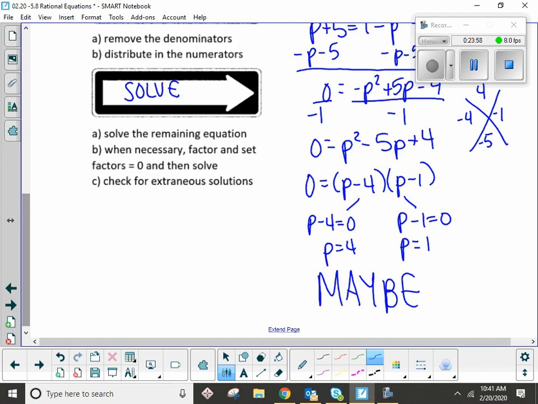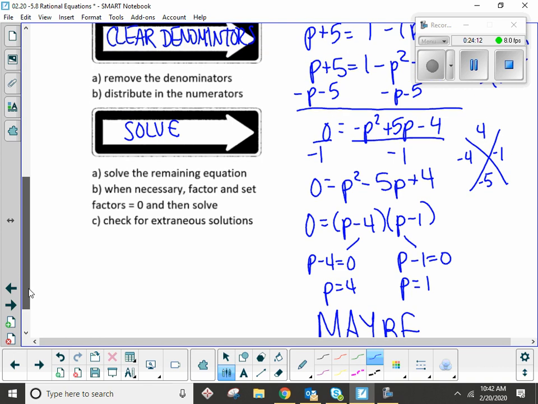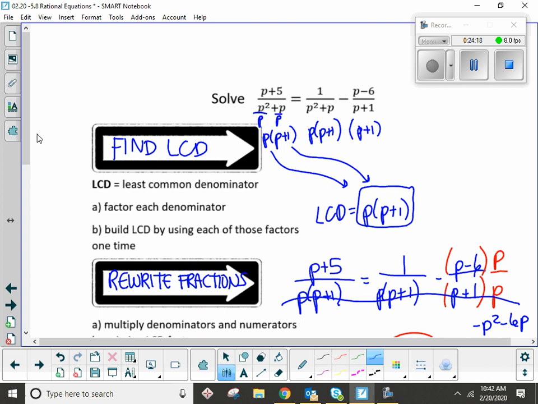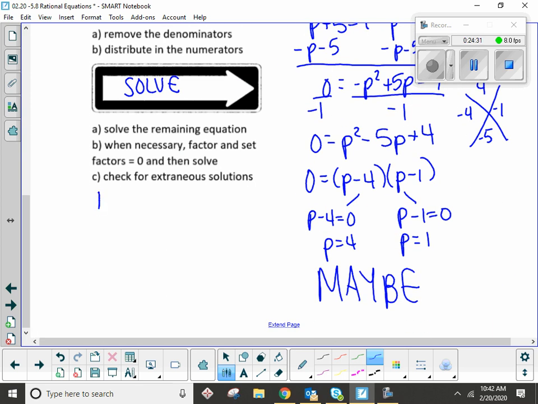Maybe. What do we have to make sure that they don't do? Make any of the denominators 0. So this is the last step of the problem, and you will survive. So we have to go back to the original equation. Look at those factored forms and figure out what would make those equal to 0. This is from Friday's lesson. So we have p times p plus 1. So I'm checking for extraneous or excluded values now. Break them up.